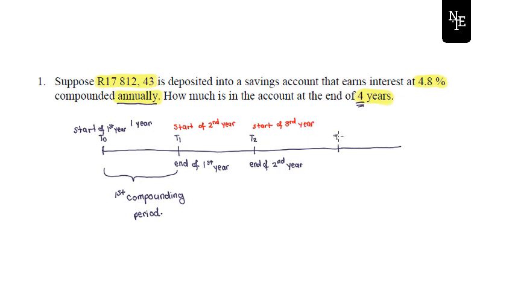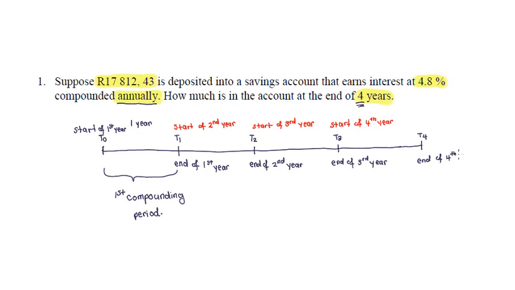Then if we move this on to T3, T3 is now going to represent the end of your third year, and also the start of your fourth year. Then lastly, when we write down T4, this represents the end of the fourth year and the start of the fifth year.